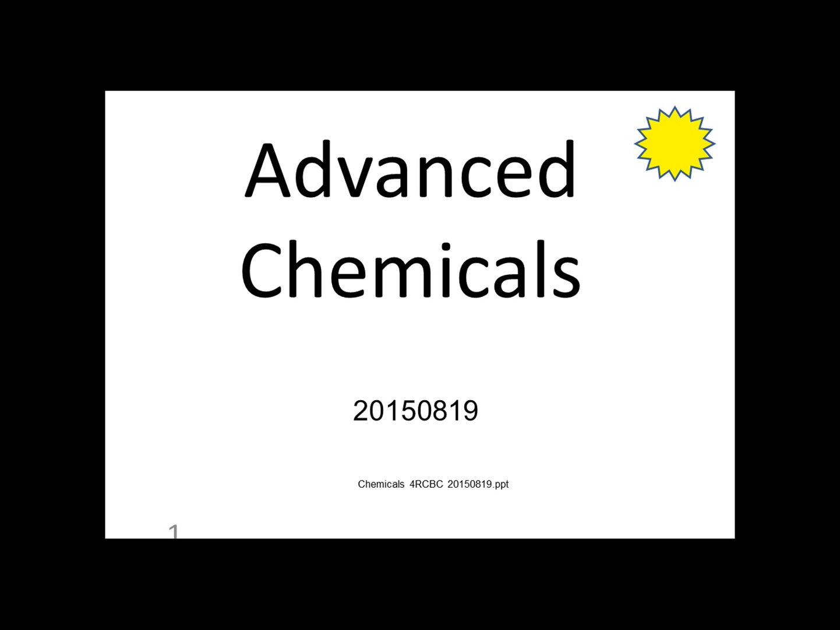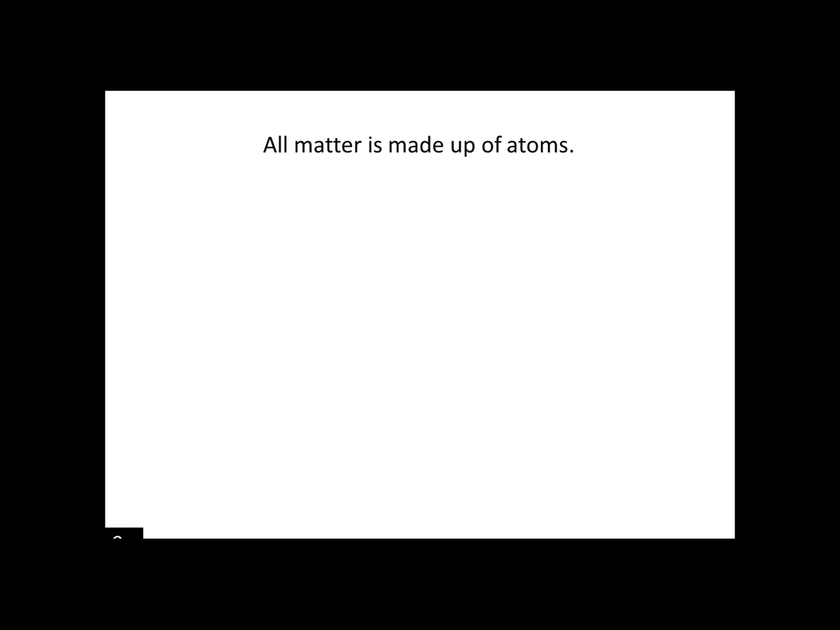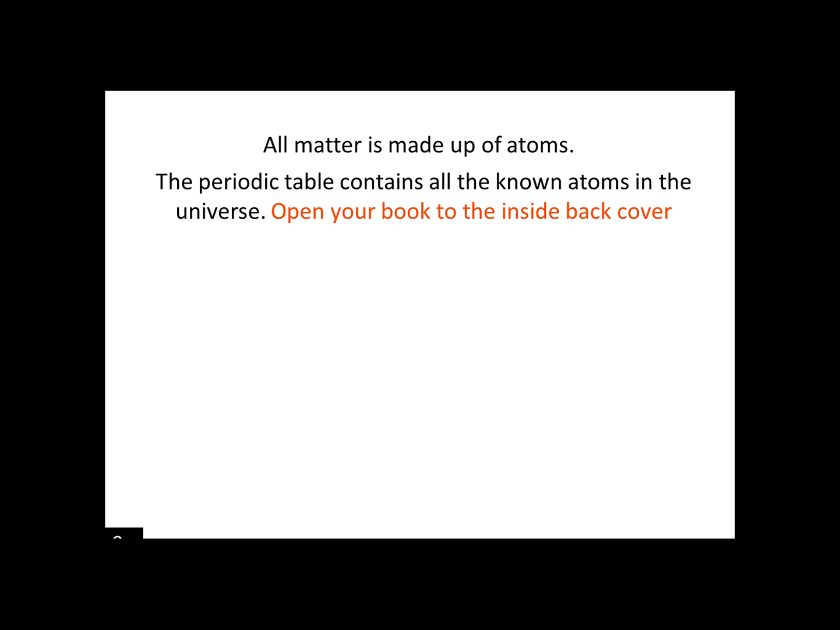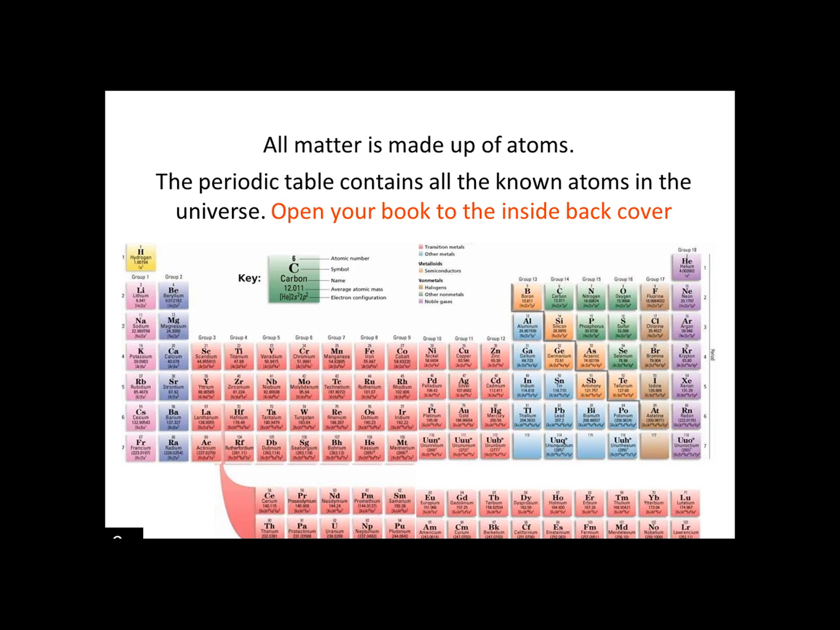Today's lesson is called Advanced Chemicals, or more specifically, how we name and classify chemicals. As you probably know by now, all matter is made up of atoms, and the periodic table contains all the known atoms in the universe. So open up your textbook or find a table online and take a look at the periodic table. It may be a little different than the one in this PowerPoint, but the basic information should be the same.